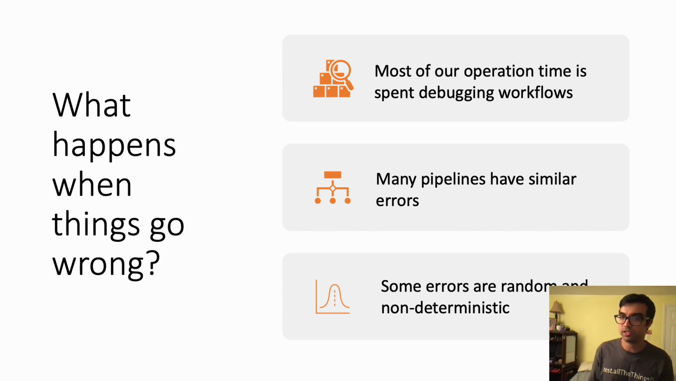So what happens when things go wrong? No matter how many preventive measures you put in, things will almost certainly always break. Sometimes these errors are random, sometimes they're non-deterministic, sometimes they can be more persistent. Usually, most of our operational time is spent debugging workflows, and since we run many workflows at scale, we have problems where errors appear in multiple pipelines at once. So what's the best way to debug this?